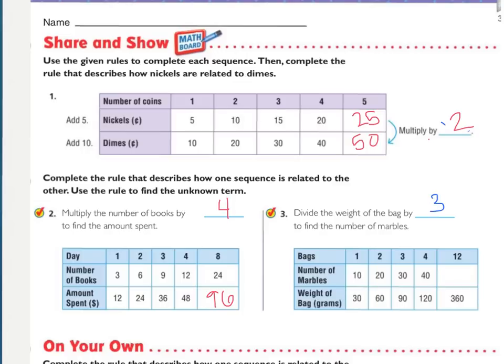So let's look at 360. 360 has a 0 on the end. If I cover that 0, 36 divided by 3 would be 12. And if I add that 0 back, it's going to be 120.